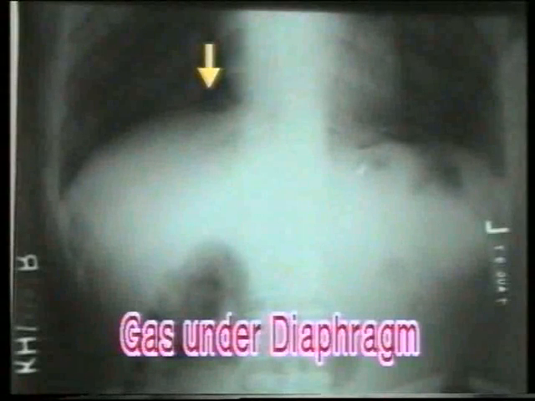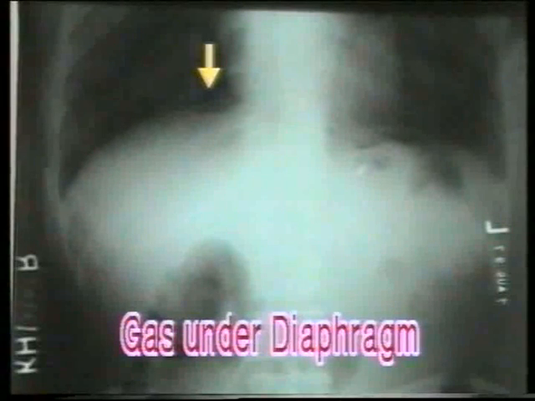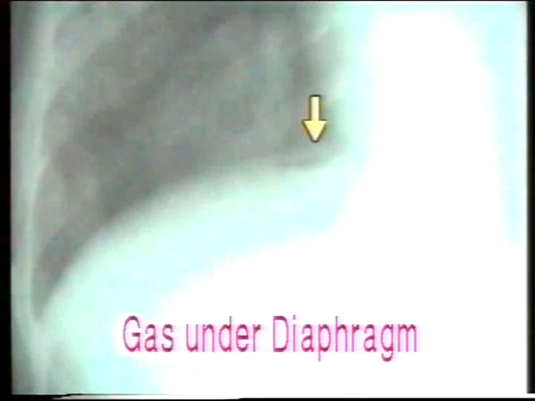In this X-ray, note the very small amount of gas under the right diaphragm. A careful inspection is required to detect small leaks. In the close-up view, observe carefully for the tiny gas shadow between the diaphragm and the liver.